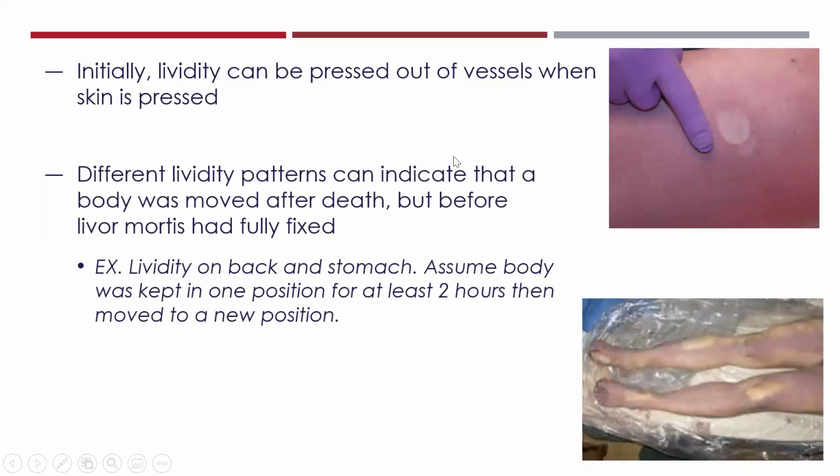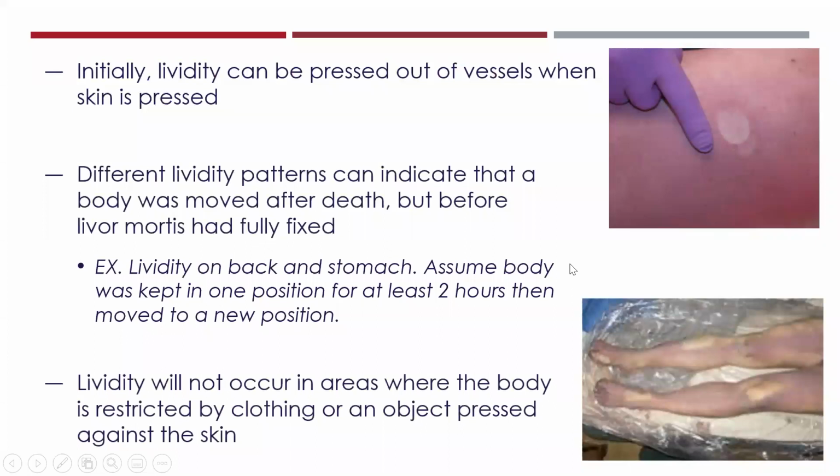If you have different lividity patterns, this can also indicate that the body was moved after death, but before it is fully fixed. It's called dual lividity. So for example, if a person has lividity on their back, and they also have lividity on their stomach, you can't be in 2 places that are opposite ends of the body unless it's been moved. So you would assume that the body was kept in one position for 2 hours, say on their back, and then they were flipped over to try to cover up the death or whatever to a new position. So that can give crime scene investigators some idea of what actually happened, if the body was moved or not.